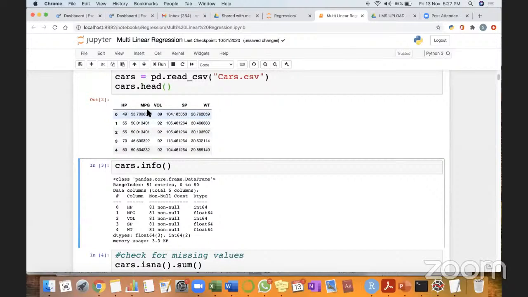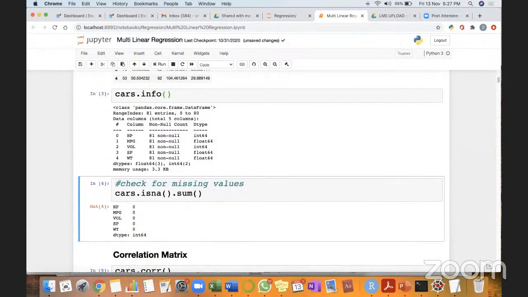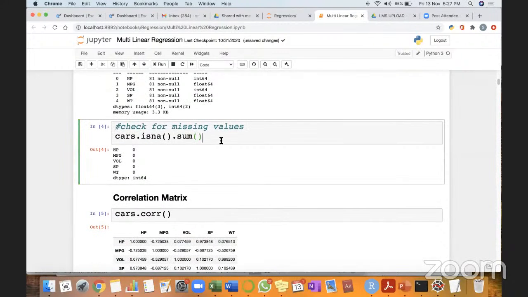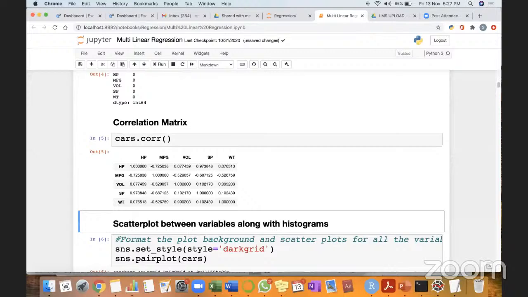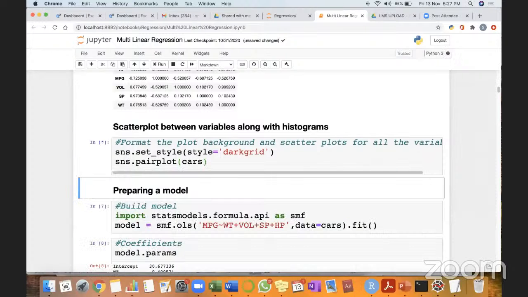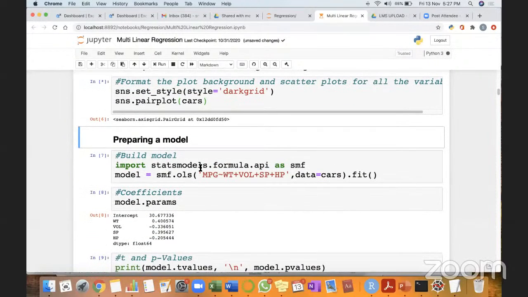So here we have a total of 5 variables, out of which MPG, miles per gallon, is the Y variable, and all other variables are independent variables, with some information related to cars. Do we have any missing values? Find out the correlation. So correlation between MPG versus HP, we can see is negative, and volume and SP, weight, like that. You can find out the correlation. And here we have the scatter plots.